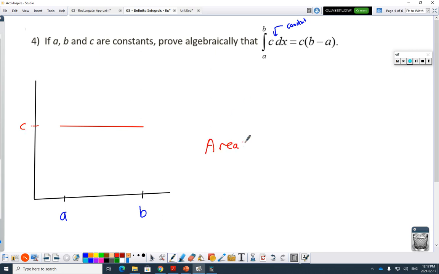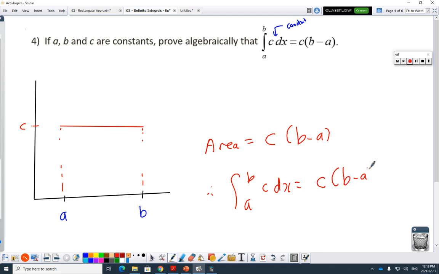Area equals, well, what shape are we talking about here? Rectangle. What's its width? Oh, that's hard. Let's do its height. What's its height? C. And then what's the width? How far is it from A to B? B minus A. Okay, so I'm done. Therefore, the integral from a to b of a constant will just be c times b minus a. Handy little theorem when you're just trying to find the areas of constant functions.